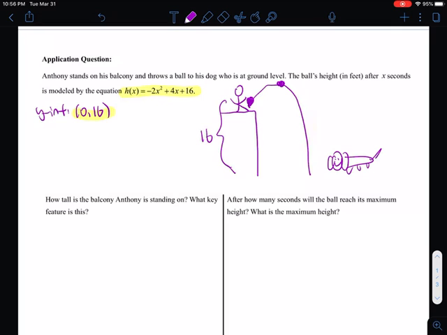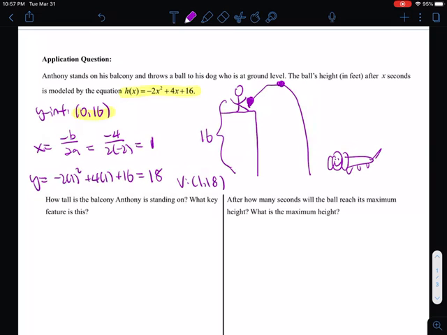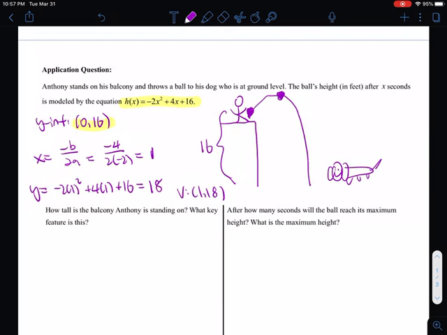And then where is my vertex? Well, this is in standard form, so -b over 2a. So I have -4 over 2 times -2. So that looks like 1. And then the y value, let's go ahead and plug in 1. -2 times 1 squared plus 4 times 1 plus 16. So that looks like 18. So then my vertex is 1, 18. So then that tells us that point up there is 1, 18.